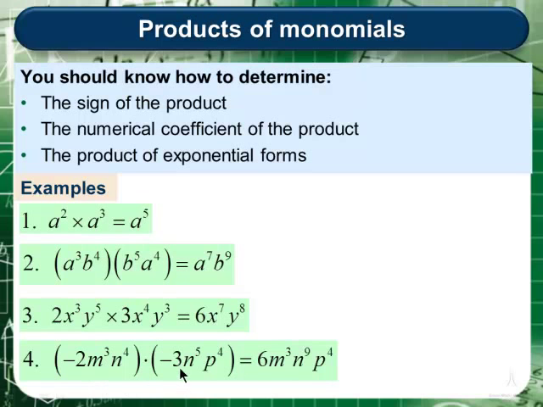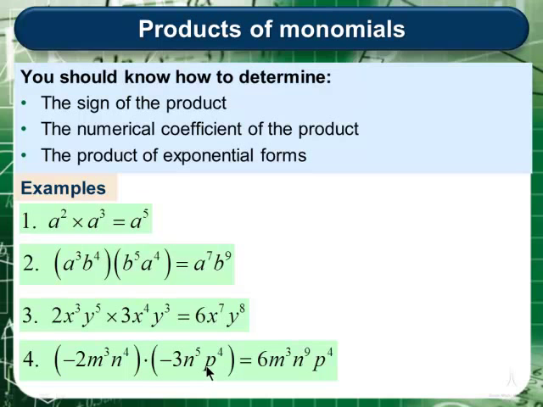Again, multiplying the numerical coefficients together, we get 6. And in this case, we have m to the power 3. There is no factor in this case with the base m represented, so it stays the same, m to the power 3. n to the power 4 gets multiplied by n to the power 5, the same base, and we get n to the power 9 as a result in the product.